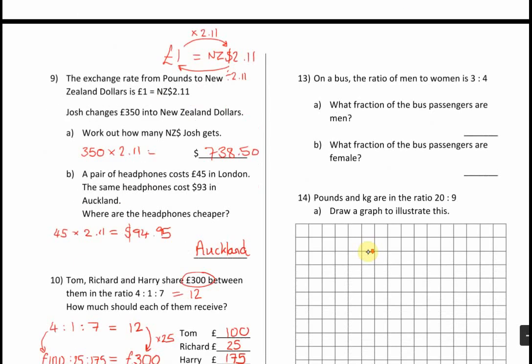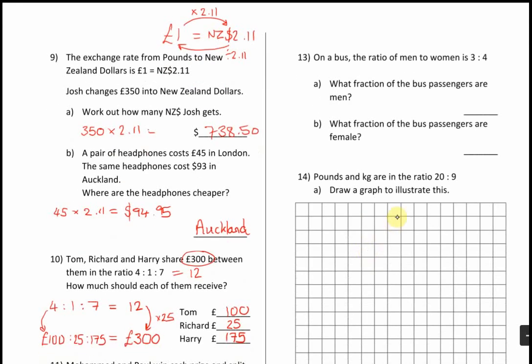Okay, number 13. On a bus, the ratio of men to women is 3 to 4. What fraction of the bus passengers are men? So this doesn't mean that there are 7 passengers and 3 of them are men, but for the purposes of this, we can think of it that way if you like. So 3 out of 7 are male, not men. What fraction are female? The remaining 4 out of 7.